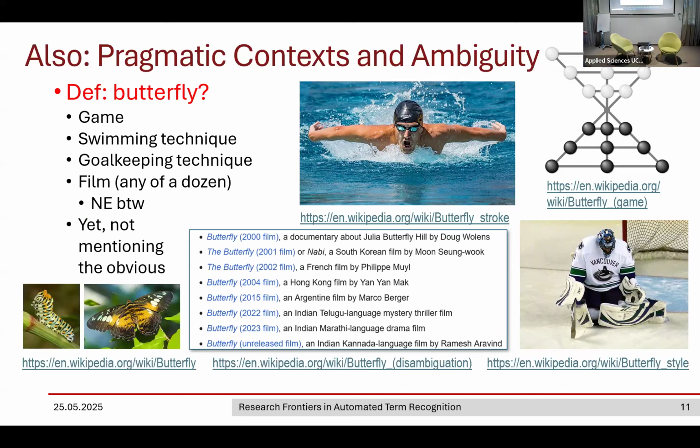And indeed, not yet mentioning the obvious, insects in different shapes and forms. So a good question here: is butterfly a term by the definition we have used already? Well, probably not without a pragmatic context, yeah? Okay. So it's a homonym, so there are lots of meanings that can be associated with it in specific examples. Absolutely, thank you.